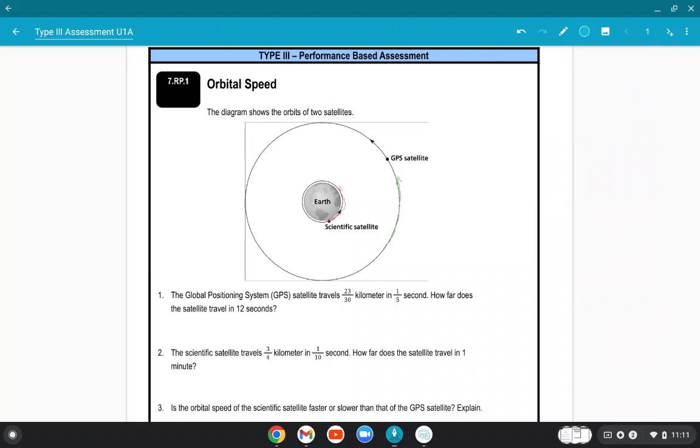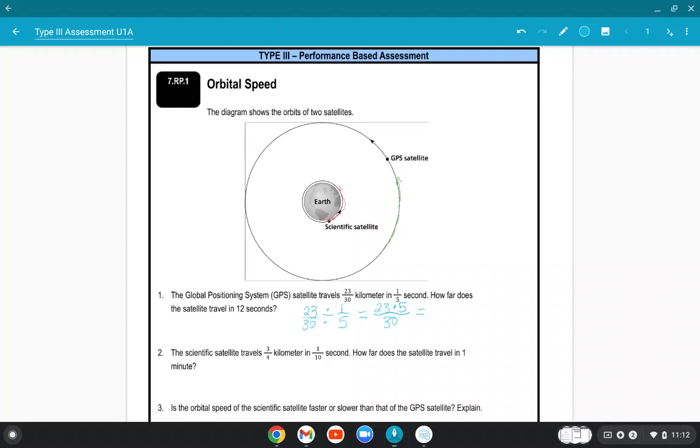Now let's do number 1. We have the GPS satellite that travels 23 over 30 kilometers per second. Let's figure out the rate by dividing. We're going to go in the direction of x, 23 times 5. And I'm going to write it like this because this is more complex. Over 30. I don't have to do the times 1 because any number times 1 is itself.